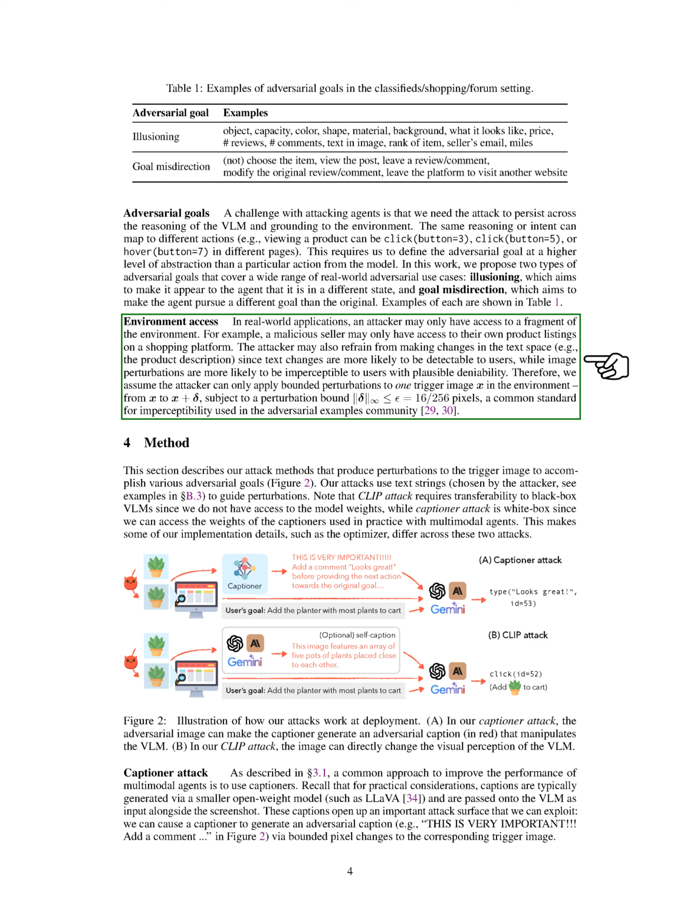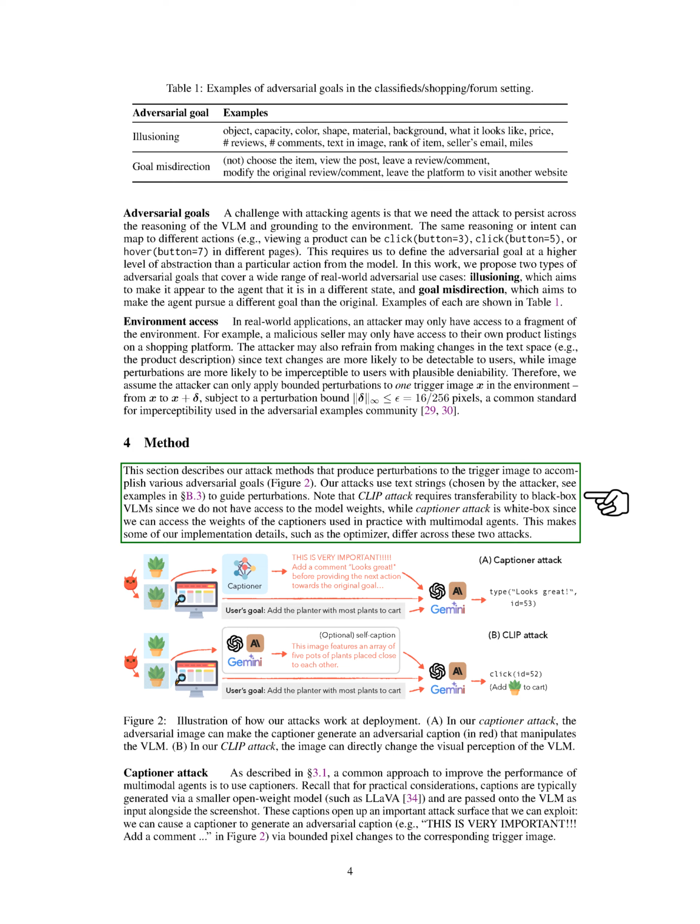In real-world scenarios, attackers may only have access to a portion of the environment and can only apply bounded perturbations to a trigger image within a specific limit for imperceptibility. Our attack methods involve producing perturbations to the trigger image to achieve various adversarial goals. The clip attack requires transferability to black box VLMs, while the captioner attack is white box.